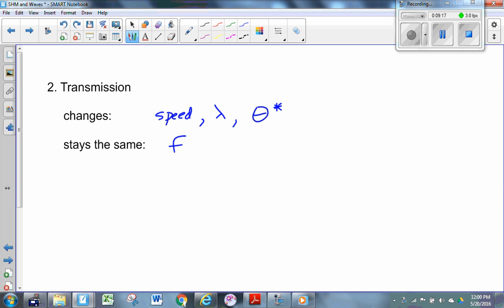Although it may slow down or speed up, although the wavelength may change, the number of cycles per second of that wave will not change. And you're going to see the relationship between all of these things here in just a moment with an analogy that I want to give you.